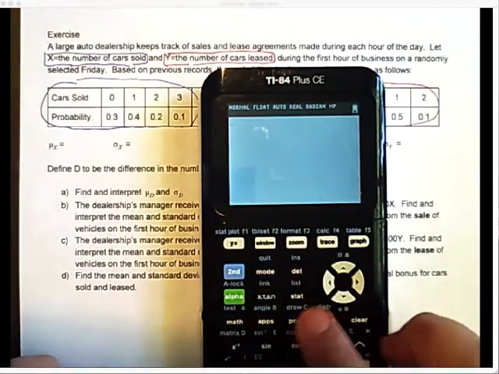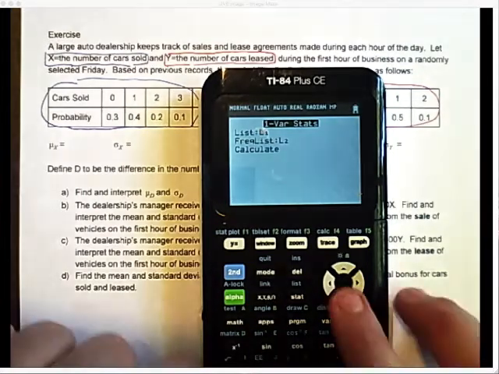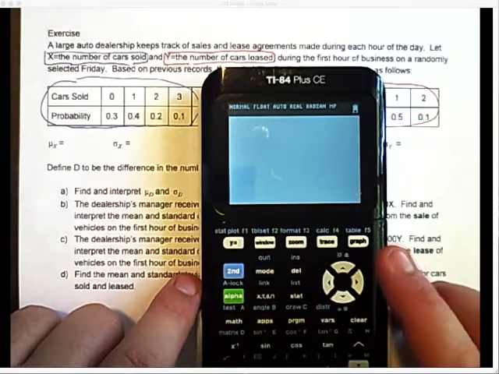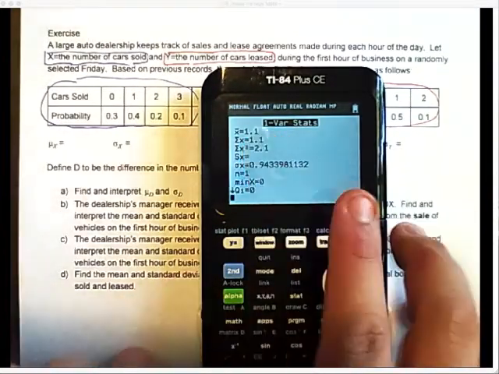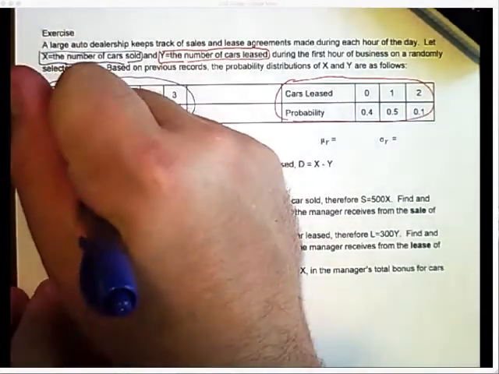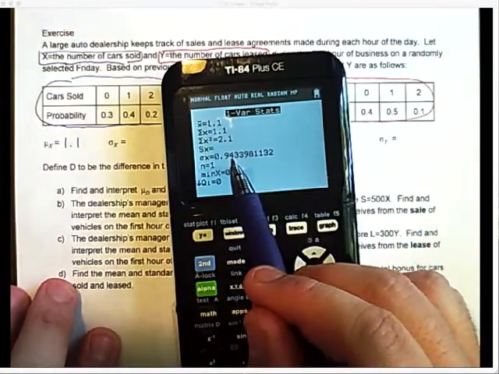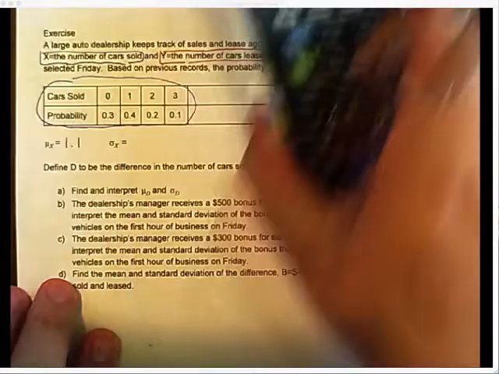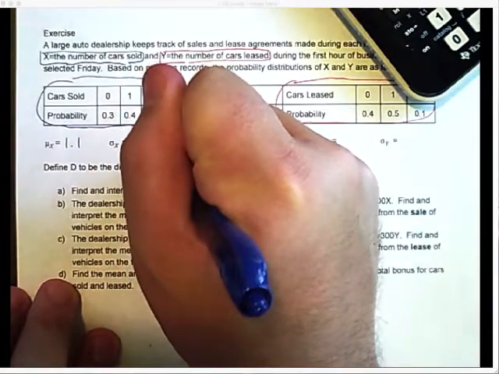If you remember, we go stat over to calculate, one variable stats, list L1, frequency list L2, and calculate. It gives me the average. The average number of cars sold is 1.1. And this number right here is the standard deviation, 0.9434. We'll just round to 3 places.